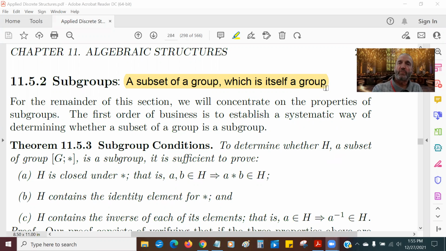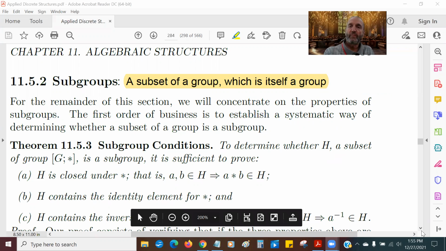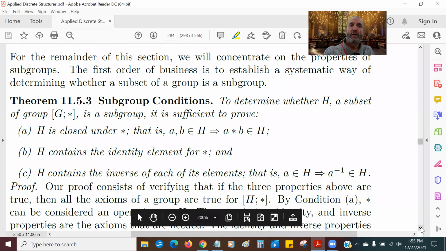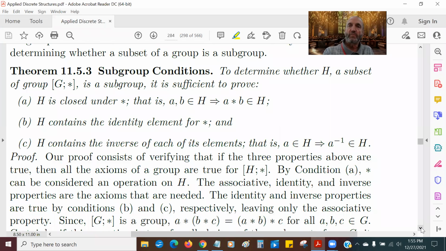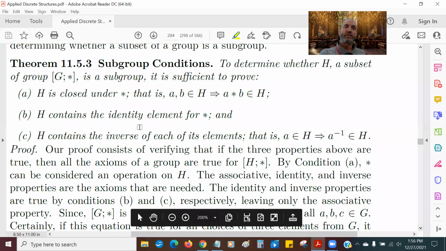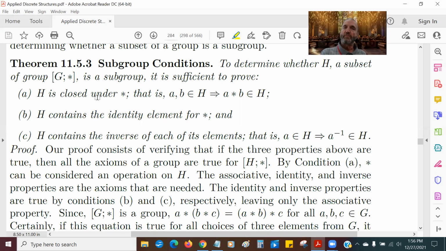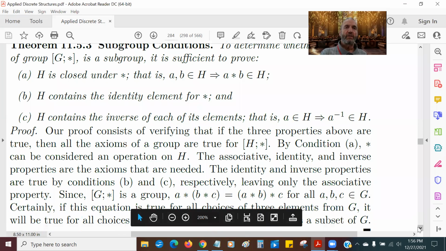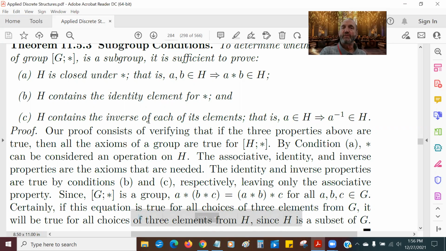So we want to concentrate on some of the properties of subgroups, and start with some conditions here. If you want to know if a subset is a subgroup, then all you have to do is prove that it's closed under the operation. Notice that G star and H star are the same. It has to be the same operation, otherwise it doesn't make any sense to even call it a subgroup. So all you have to know is that it's closed, that it has an identity, and it has inverses. Well, if it has an identity, it has inverses. That's already two of the three conditions.